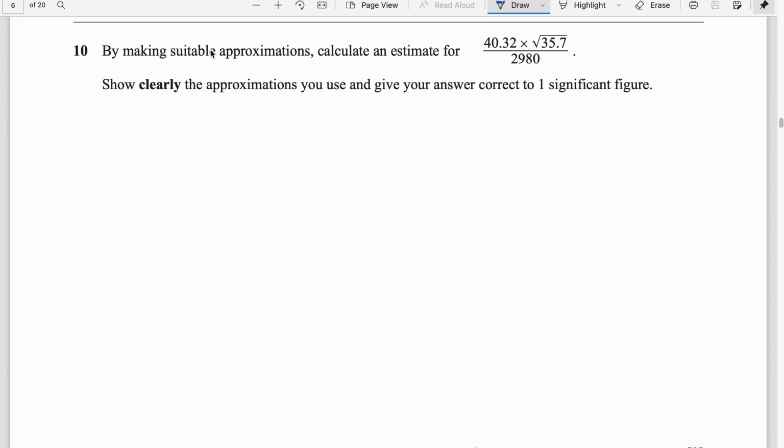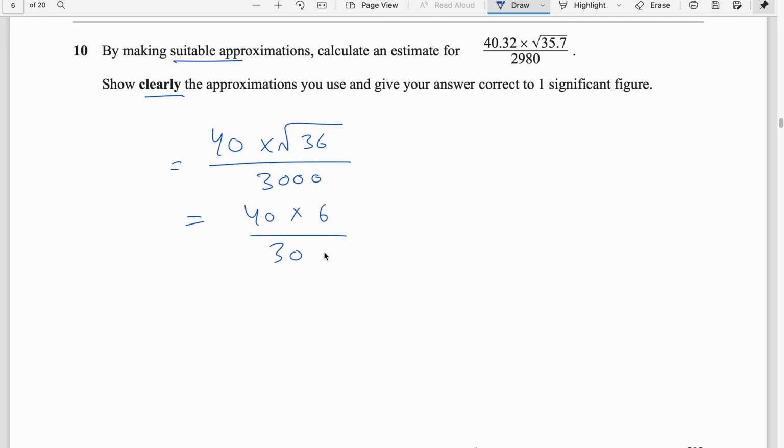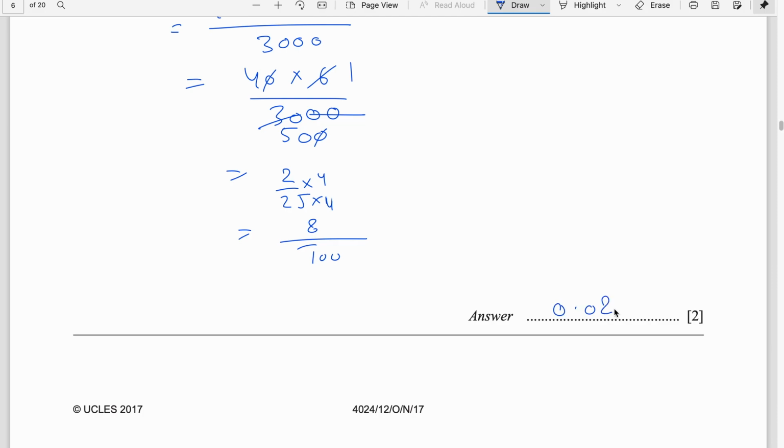Question number 10. By making suitable approximations, calculate an estimate for this. Show clearly the approximation. So I'm approximating it to 40. 35 is closest to 36. 2980 could be written as 3000. So 40 times 6 by 3000. 6 1 times, 6 5 times 50. 0 goes with this. 4 by 50 is 2 by 25. Or if I change it into 4, this becomes 8 by 100, which is 0.08.